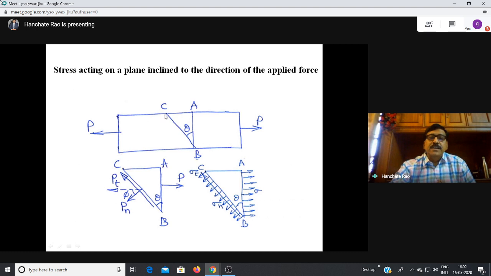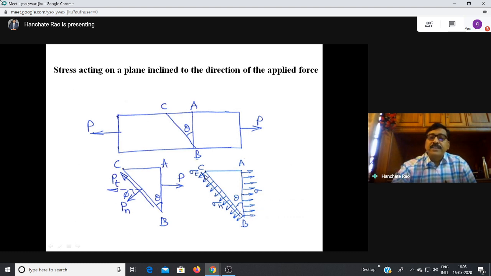Now consider any plane BC at an angle of theta to the vertical plane. This is the vertical plane. What is the stress distribution now? If A is the area of cross section of this vertical plane, then P by A is the stress in this direction. Stress in the horizontal direction we call sigma x. So this is the stress in the x direction.